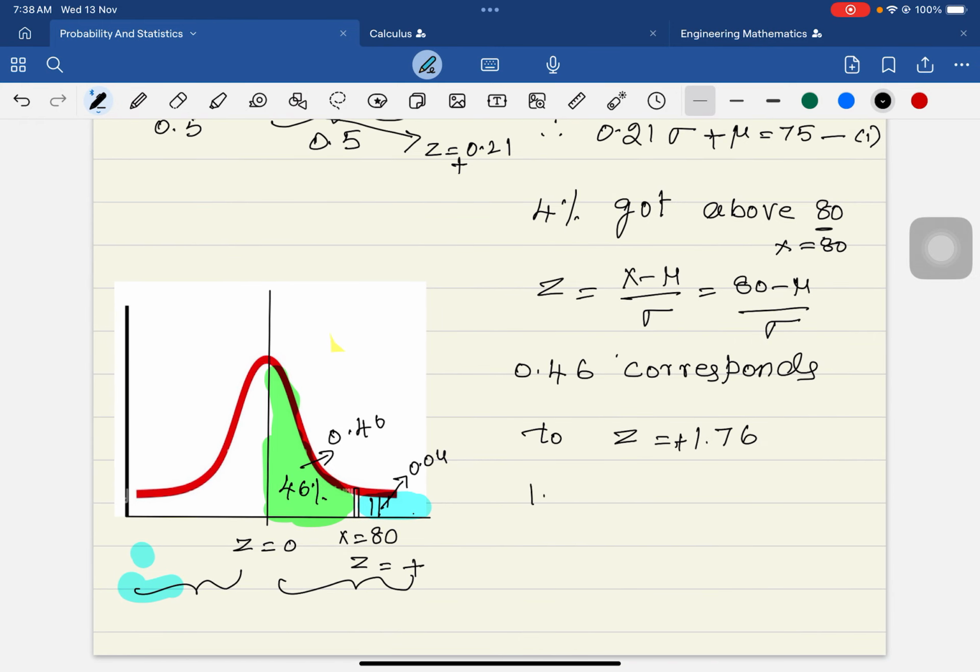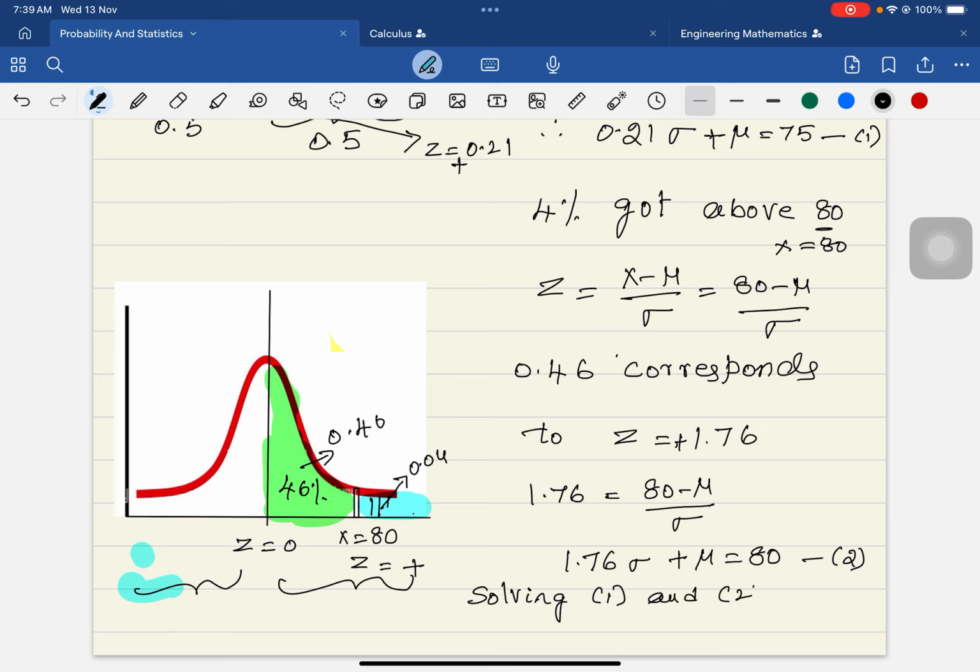So what can you write now? 1.76 is equal to 80 minus mu over sigma, and that gives you 1.76 sigma plus mu is equal to 80. Call this equation 2. Now we have got two simultaneous equations, right? To get the values of mu and sigma, we solve equations 1 and 2. By using your calculator, you can get the values. The mean mu is 3.2258, and the standard deviation sigma is 74.33258.